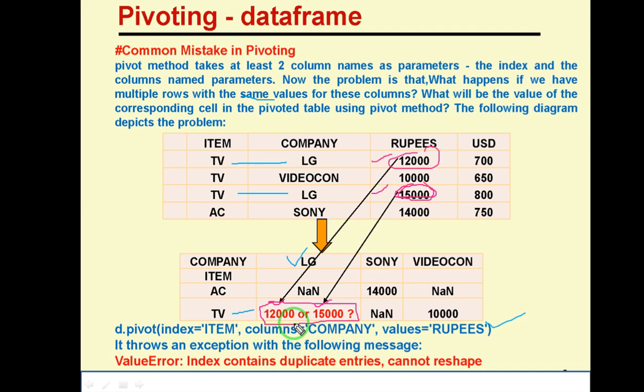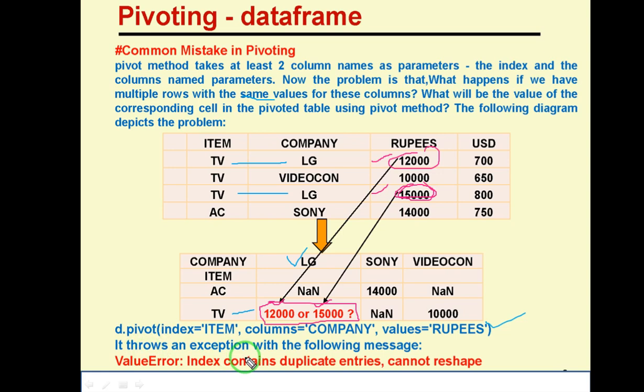So the computer gets confused, so it throws an exception with the following message: index contains duplicate entries, it cannot receive the data frame. It is not possible for it to receive the data frame because it contains duplicate entries. So this exception message will be displayed.